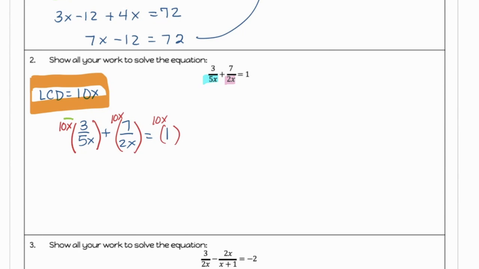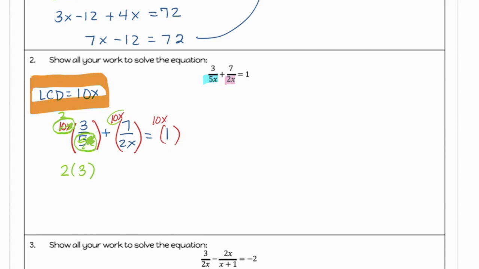Again, I'm looking at that 10x and that 5x. The x's are automatically going to be canceled out. And I ask myself, what is 10 divided by 5? That's easy, 2. So for the first piece, I'm left with 2 times 3. Let me look at the second piece.